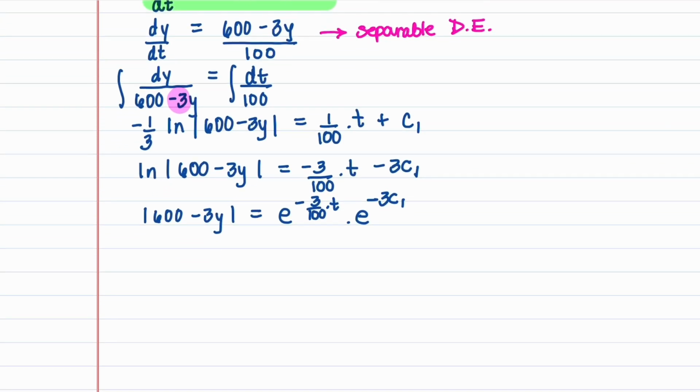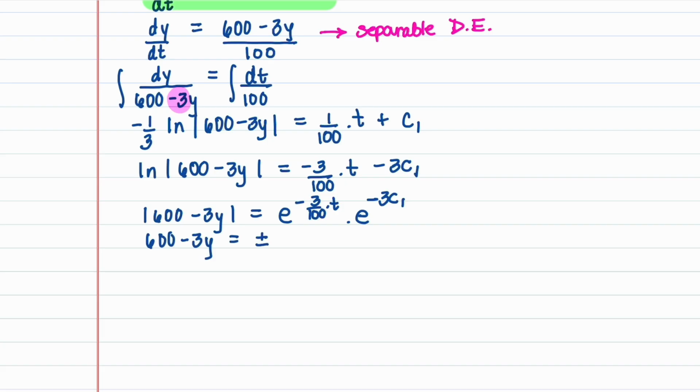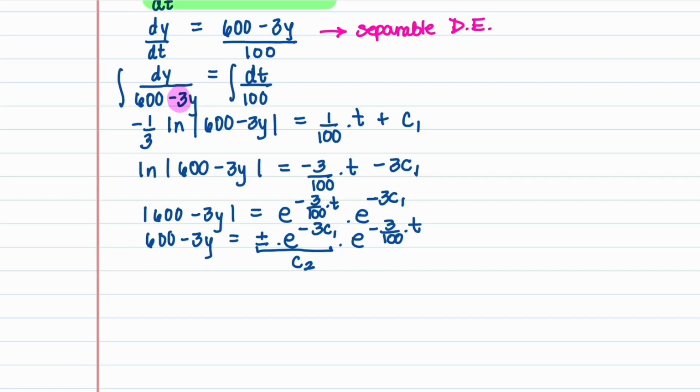Now let's get rid of the absolute value. So we're going to get a plus or minus, and we're going to put that on the right-hand side. So we have plus or minus, and I'm going to change around our exponents. I'm going to write this one first, and then I'm going to write the next one. The reason I'm doing that is we can now call this constant C2, and then we can solve for y.